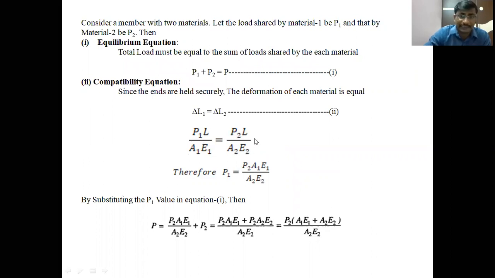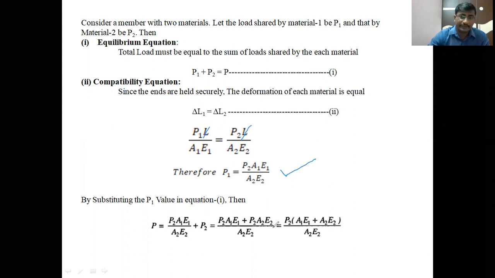Therefore, from this equation, P1 can be written in terms of P2. L can be cancelled because L is equal in both cases. In the first material, A1 E1, and in the second, A2 E2. P1 is equal to P2 times A1 E1 by A2 E2. This is the load shared by the first material in terms of the second material.